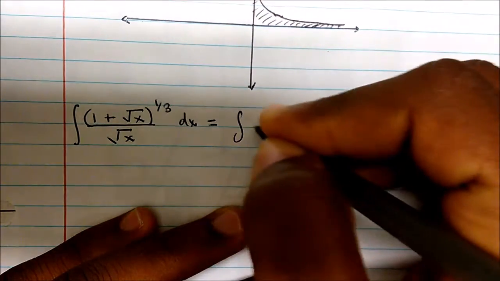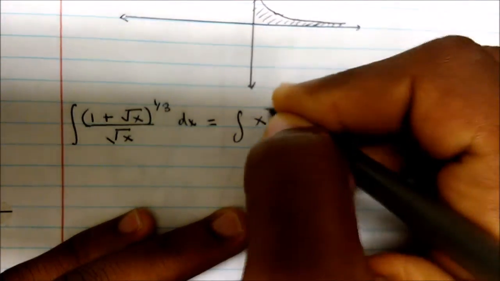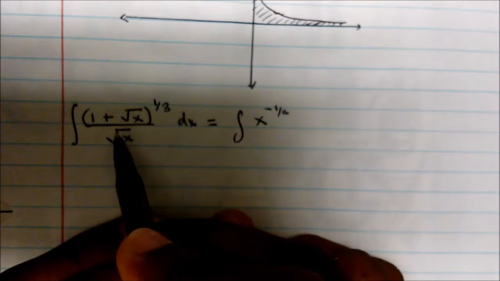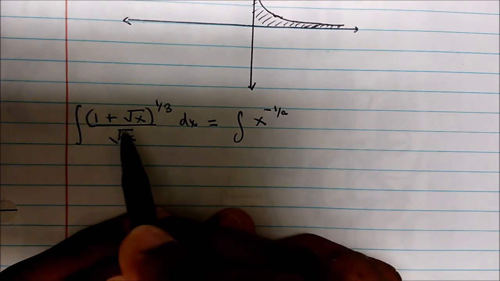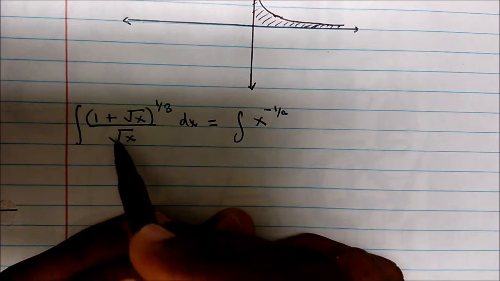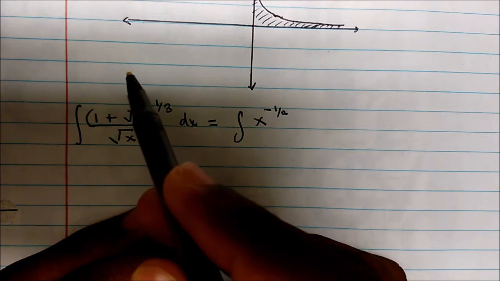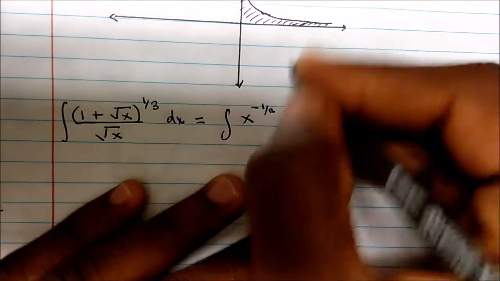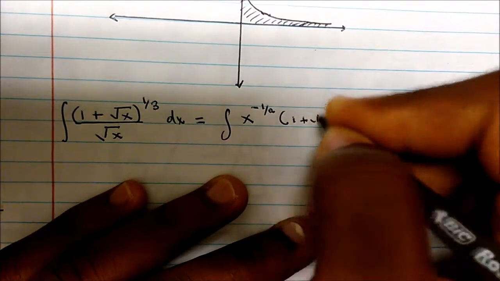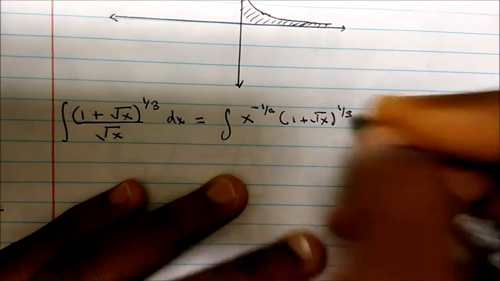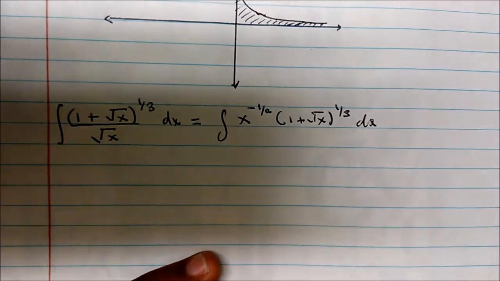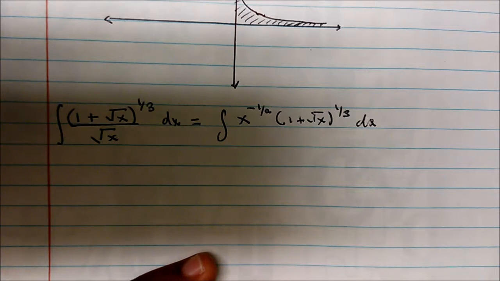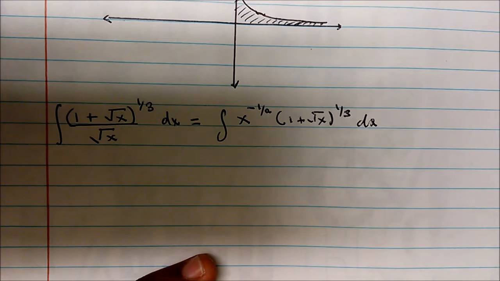So I'm going to say this is the integration of x to the negative 1/2, since this is the square root of x. Square root of x is just x to the 1/2, but because I'm bringing it from the denominator to the numerator, I have to have that negative there. And this will be 1 plus the square root of x raised to the 1/3 dx. All right, now I'm looking for u substitution. So what can I set as my u in order to get something that makes sense?